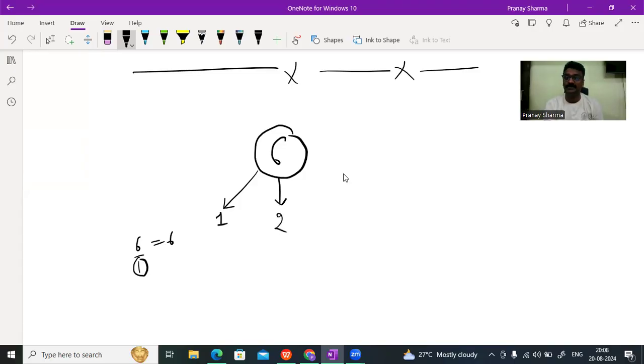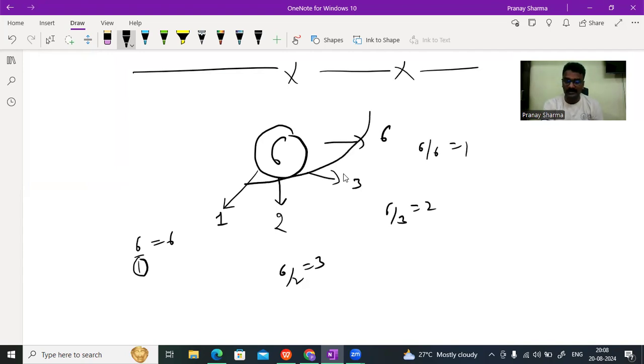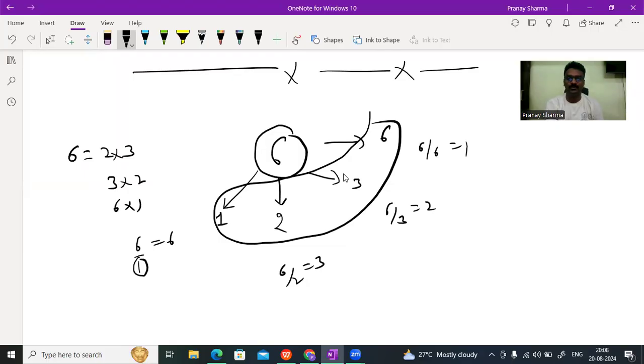Is 6 divisible by 2? Yes, because 6 by 2 will give you 3. Is 6 divisible by 3? Yes, because 6 by 3 will give you 2. All right. Is 6 divisible by 4? Not completely. Is 6 divisible by 5? Not completely. Is 6 divisible by 6? Yes, 6 by 6 is 1. So these are the factors. That means potentially you can express 6 as 2 into 3, 3 into 2, 6 into 1, 1 into 6. When you multiply the factors, you get the number which you had initially taken for your consideration. So these are nothing but the factors.